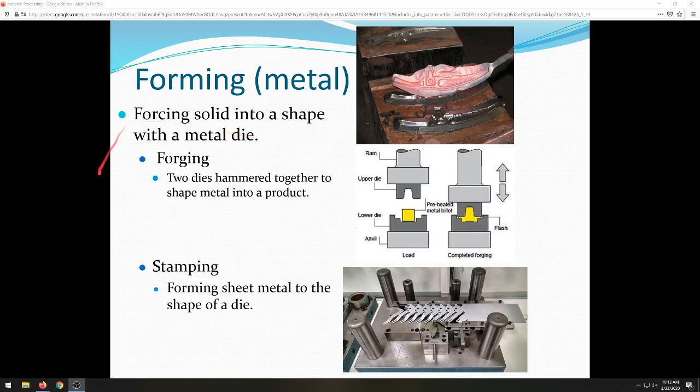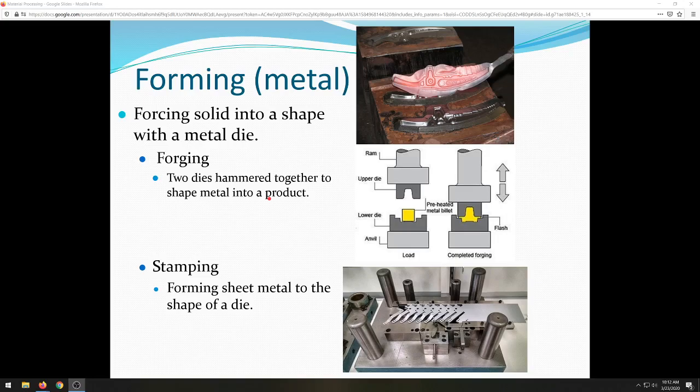So this is a forged part. Sorry, I forgot to mention that. This is a forged part. It takes two dies that are hammered together to shape metal into a product. Advantages to this: you get really, really tough tools that can last a long time.